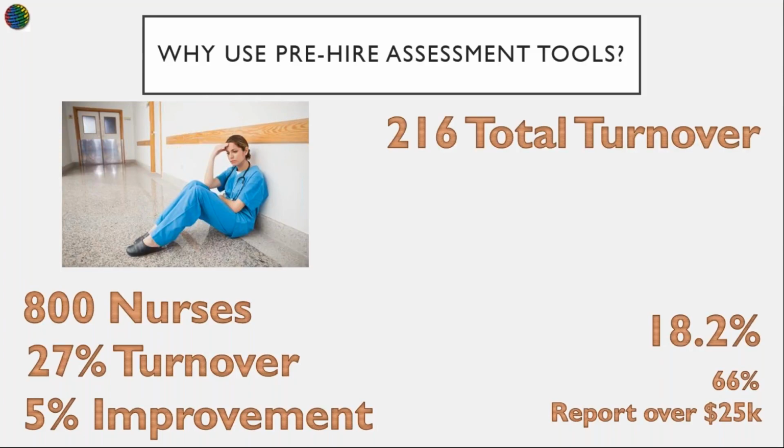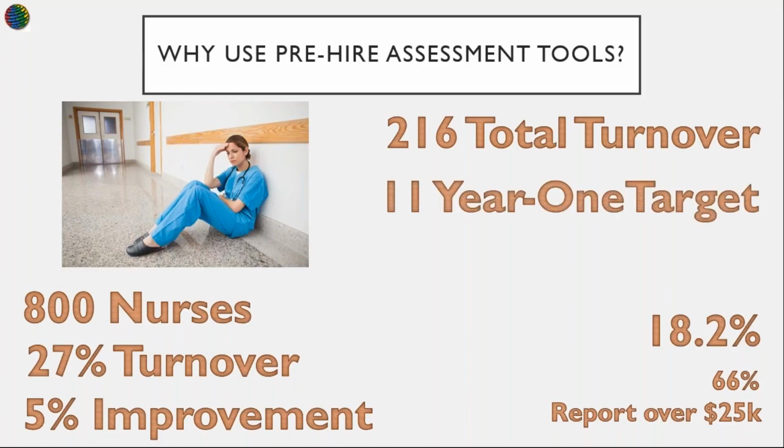If you have 800 nurses and there's 27% turnover, you're looking at turning over about 216 positions a year, which is a lot. The improvement that they're looking for, however, wasn't all that much. So what they were saying was, out of 800 nurses, could they keep 11 more in a given year? So out of 800, to try to figure out how to create better hiring practices, better interviewing practices, better selection practices, the total number of 11 seems quite manageable.